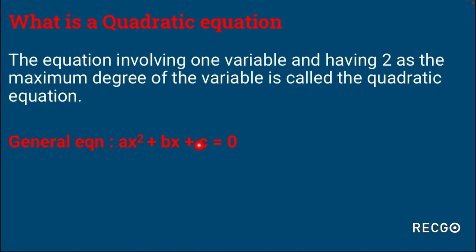So over here the degree is what? x raised to 0, which is 1. Over here the degree is what? x raised to 1. And over here the degree is x raised to 2. So since the equation is having one variable throughout and the maximum degree of the equation is 2, hence we can conclude that this particular equation is a quadratic equation.